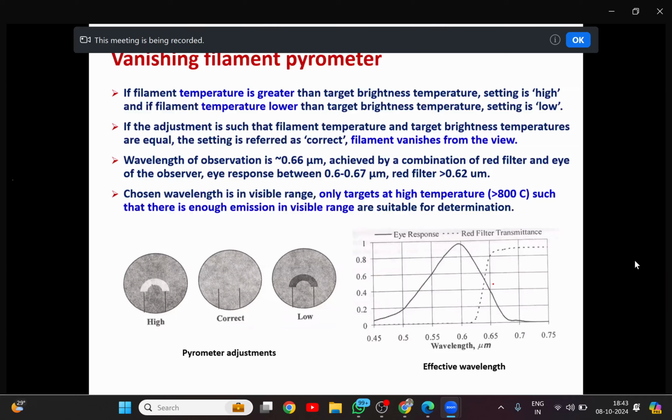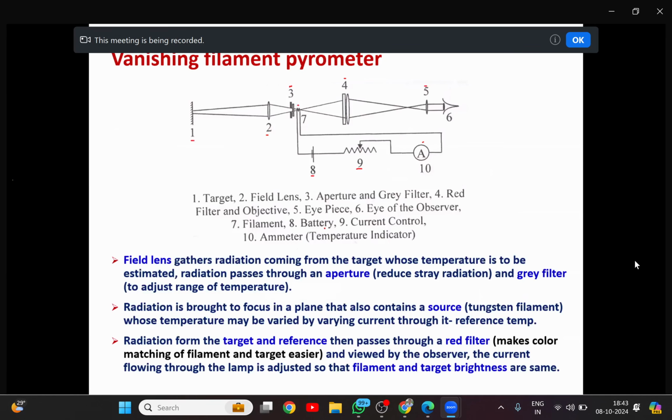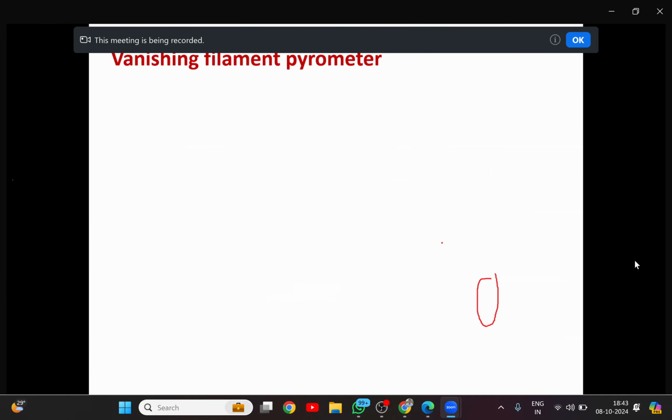So our interest is somewhere here around 0.66 micron, when the radiation is coming from the filament as well as the background. And you try to adjust them and you vanish the filament from the background, and the corresponding current at which this happens, you basically record here, which is related to the temperature.